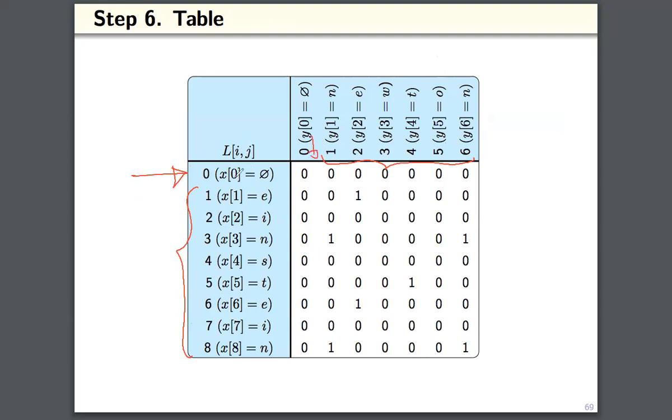0 means there is no string for X, and there is no string for Y. So that is the meaning of the 0th row and 0th column.